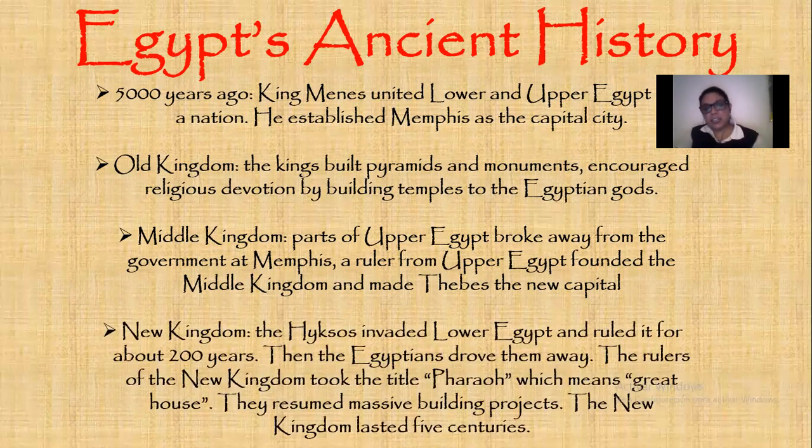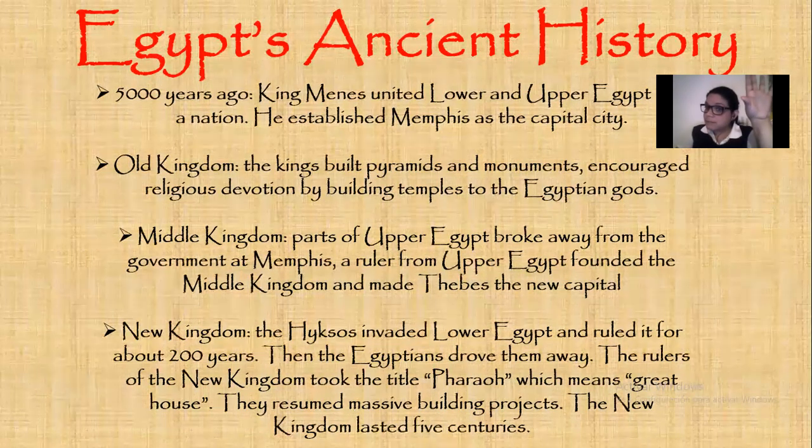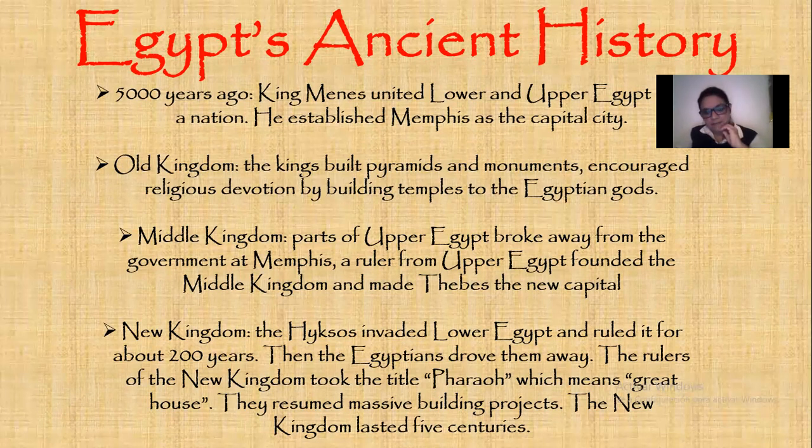At last, the New Kingdom. The Hyksos invaded Lower Egypt and ruled it for about 200 years. Then the Egyptians drove them away. They kicked them out. The rulers of the New Kingdom took the title Pharaoh, which means great house. They resumed massive building projects such as the pyramids. You see? And the New Kingdom lasted 5 centuries. Okay?